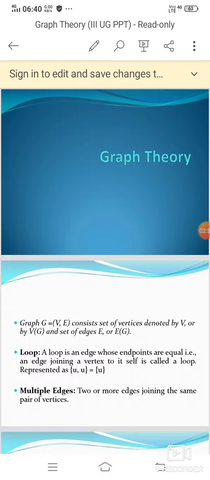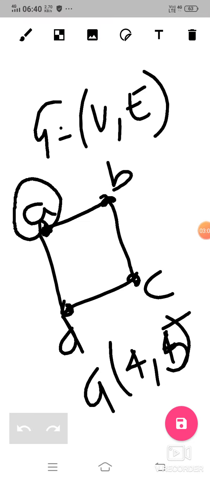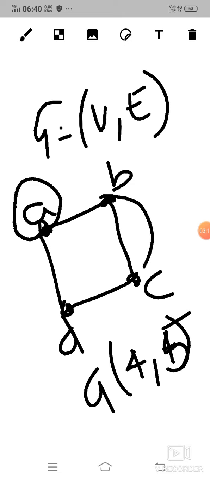Now the next definition. Two or more edges joining the same pair of vertices are called multiple edges. So now consider the same graph again. If I join an edge between B and C, already there is an edge between B and C. Now again I am joining one more edge. So now how many edges does BC have? BC has 2 edges. Therefore this is called multiple edges.